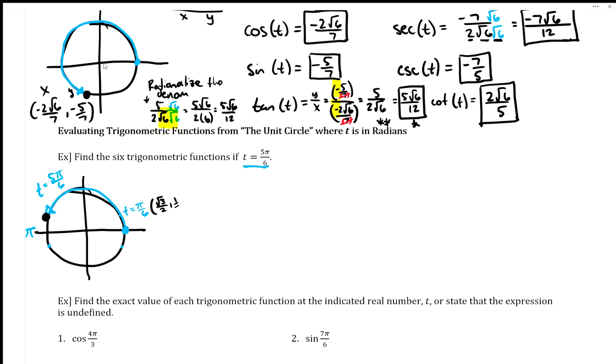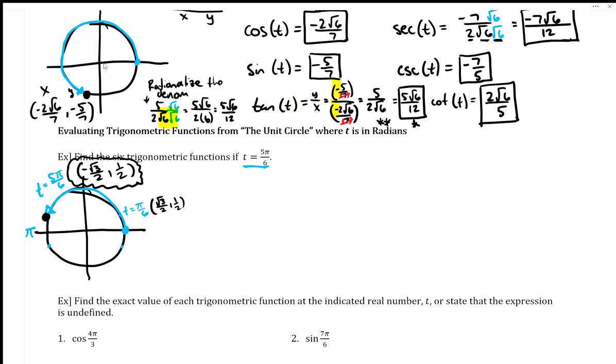Radical 3/2 and 1/2 in the first quadrant. The terminal point that we actually have is in quadrant 2, so the x-coordinate should be negative. Let's put it just right here. Our x-coordinate should be negative. So finding the trig ratios given a t-value, finding the terminal point is often our main first step.